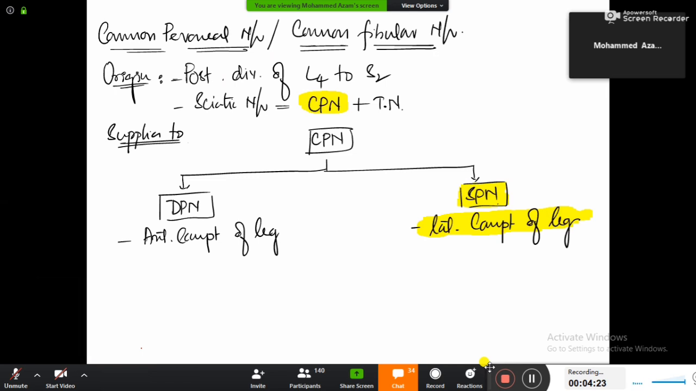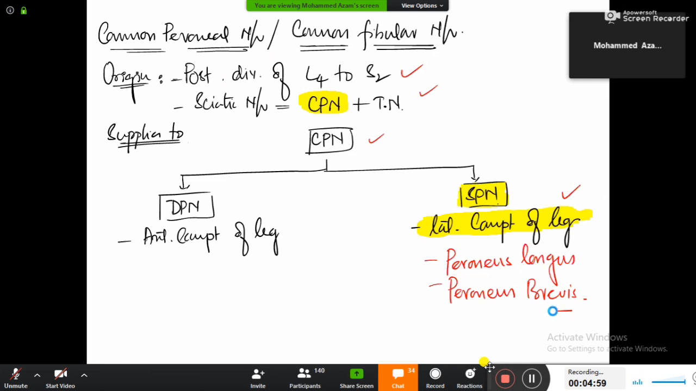If you are observing all the points on the screen properly, each and every point you very well know. You already know about the origin, you already know about sciatic nerve, you already know about division, everything you know. You already know compartment also. The only new thing that we are learning today, yes, in the lateral compartment, two muscles. One will be the peroneus longus. Another one will be the peroneus brevis. These are the only two muscles in the lateral compartment of the leg.